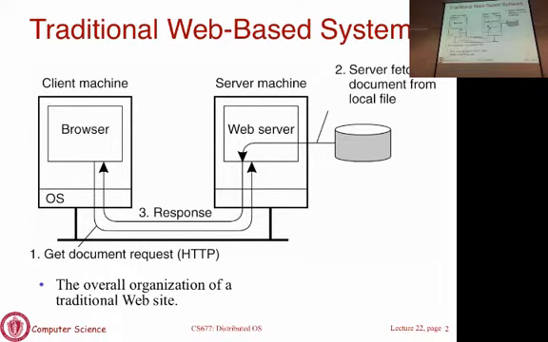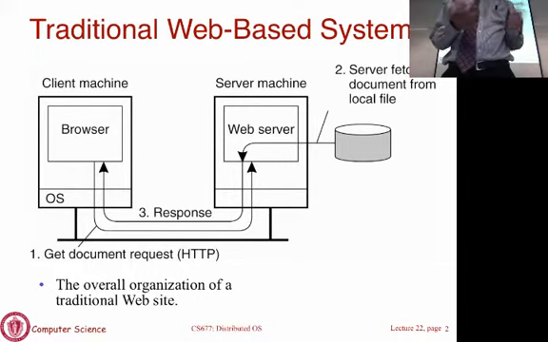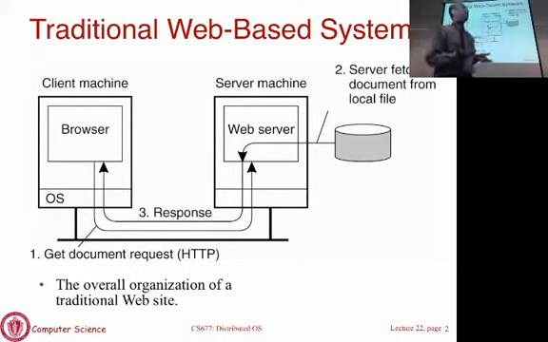So web systems are client-server systems. The client machine typically runs a browser. The server machine runs a web server. They talk HTTP. Browser makes request to the web server. Web server retrieves the requested content or generates the requested content as the case may be and sends the response back.